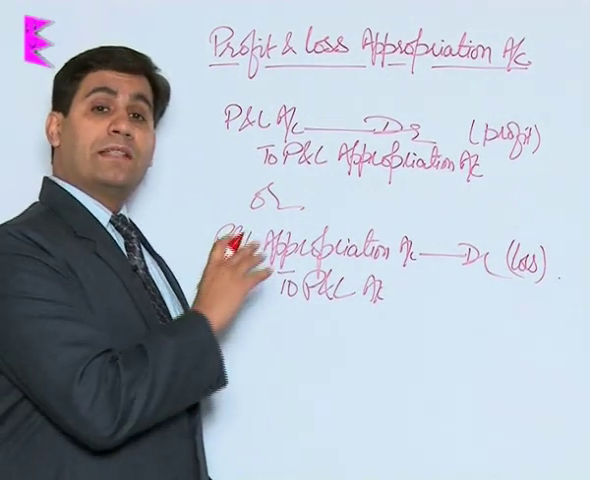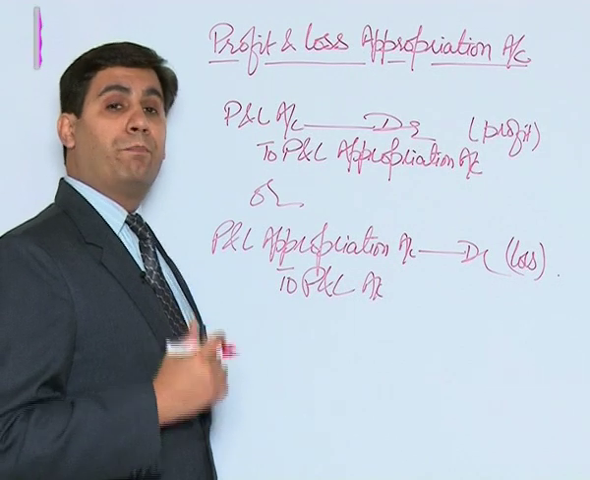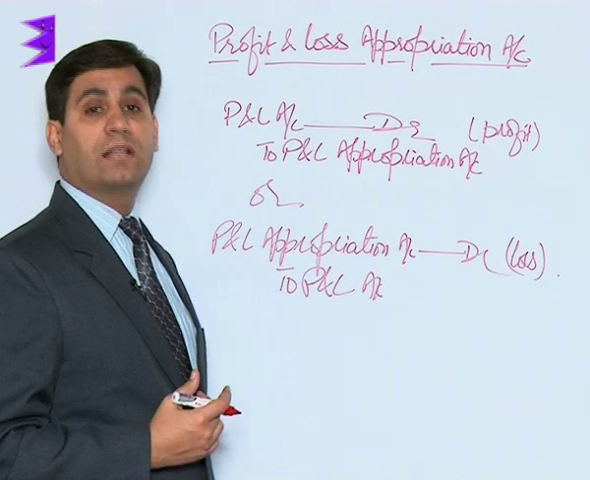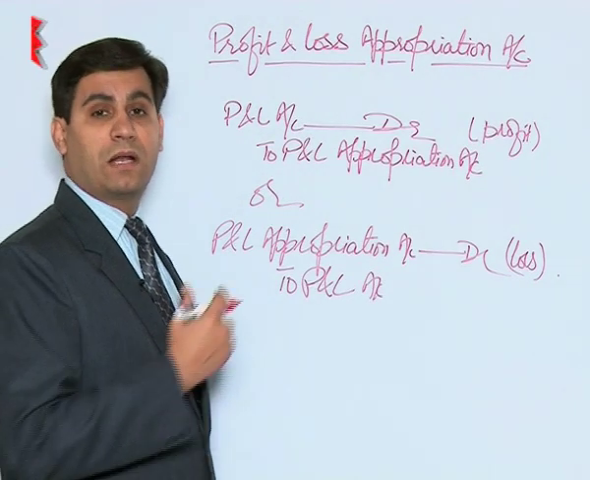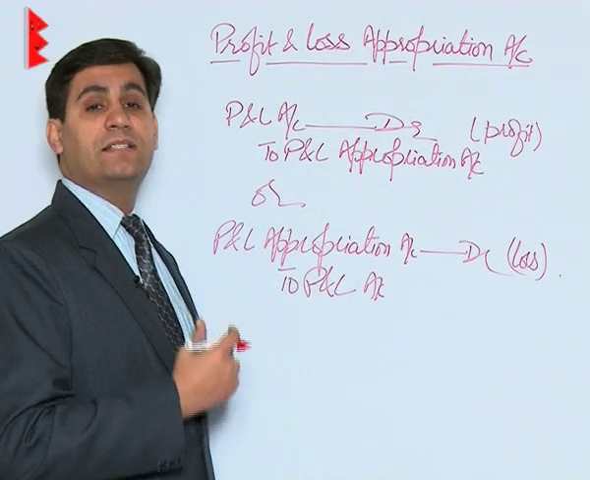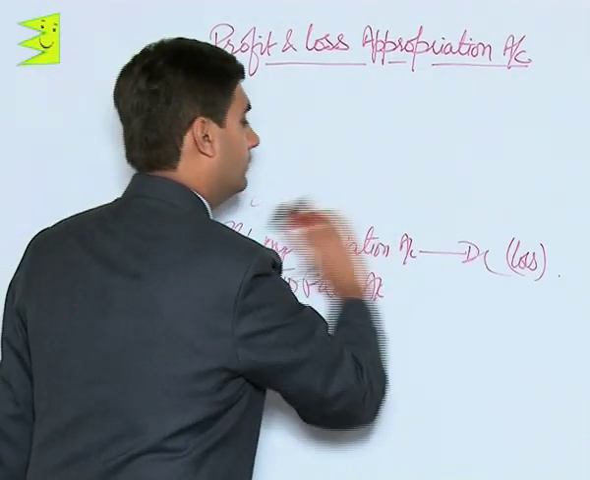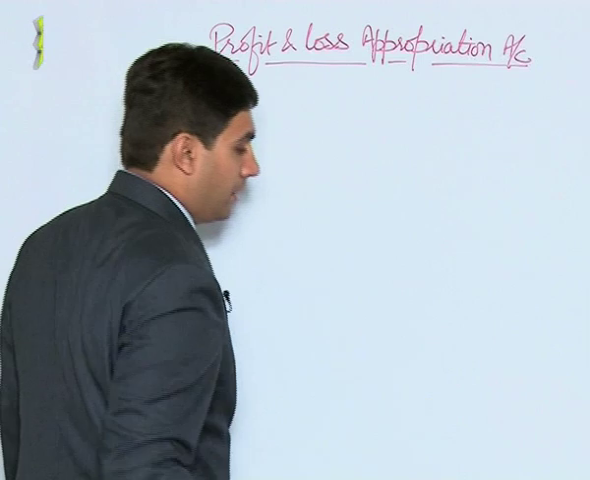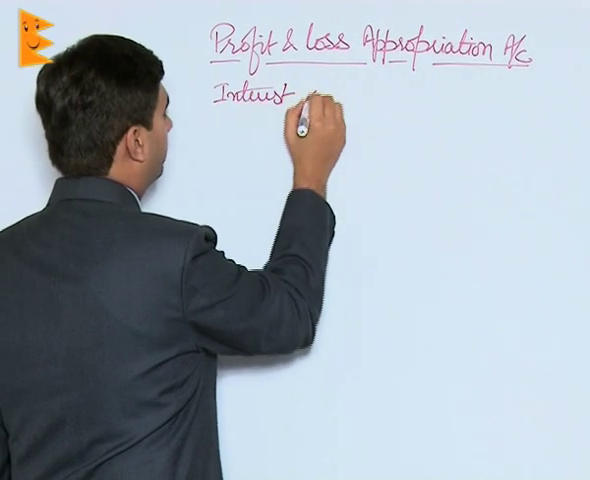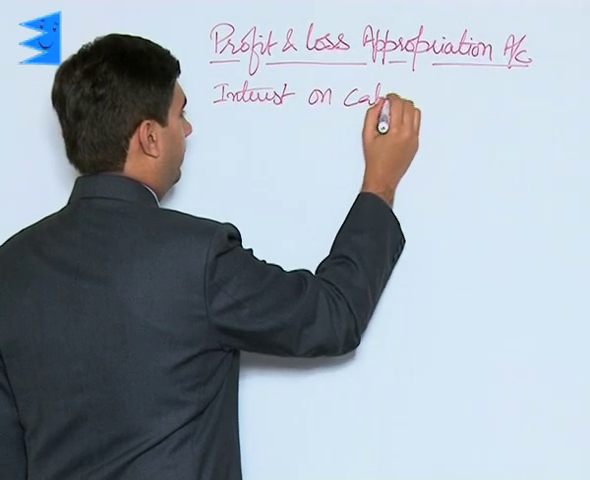Then students, once the profits and losses have been transferred to P&L appropriation account, partners would be allowed any sort of interest, commission, etc. that has been agreed through their partnership deed. Let us look at entries relating to these adjustments. The first of these adjustments is interest on capital.